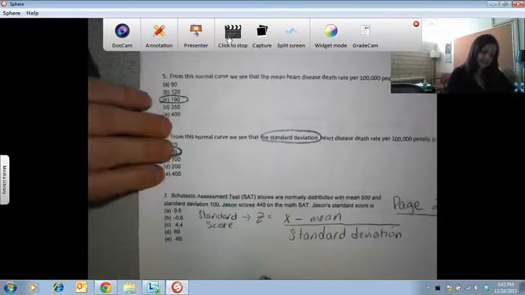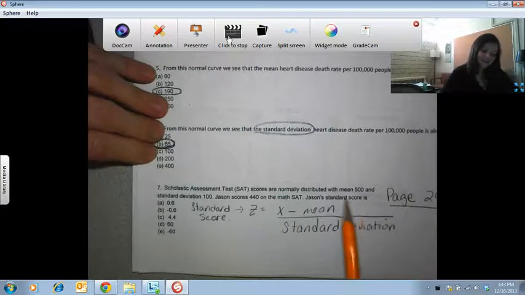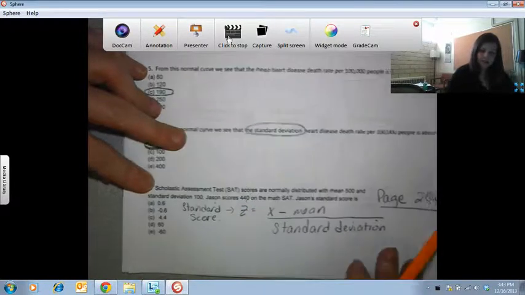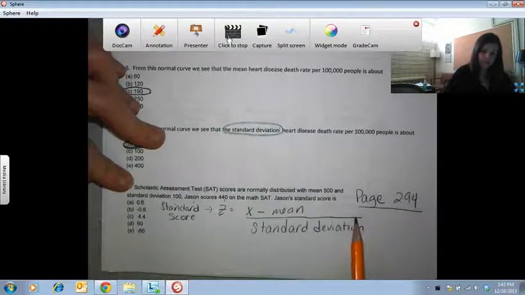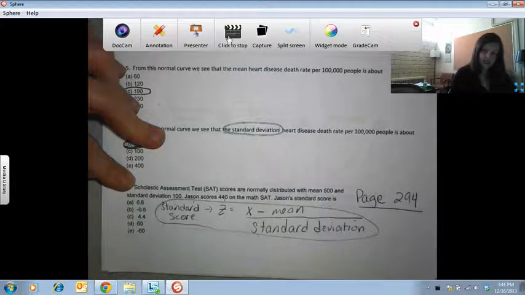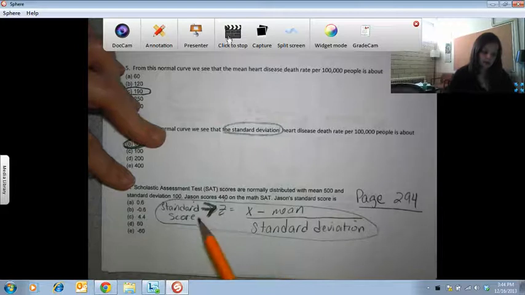The next question, Scholastic Assessment Test, the SAT scores are normally distributed with mean 500 and standard deviation 100. Jason scores a 440 on the math SAT test. Jason's standard score is... Also, on the bottom of page 294 is this equation for the standard deviation. So what you're looking for is the standard score Z. That's how they compare everybody's score, not by the actual number, but by their standard score.